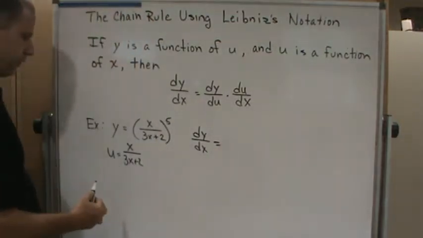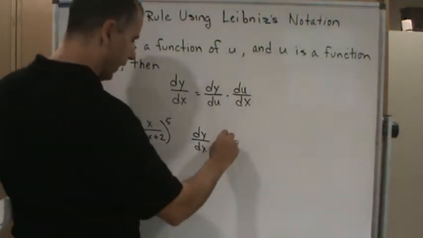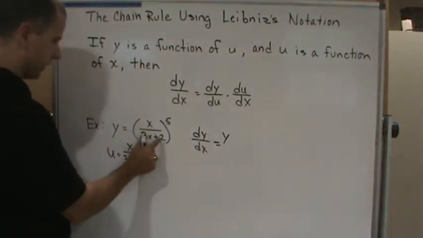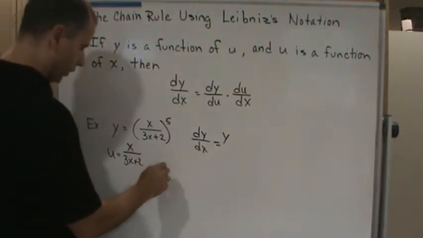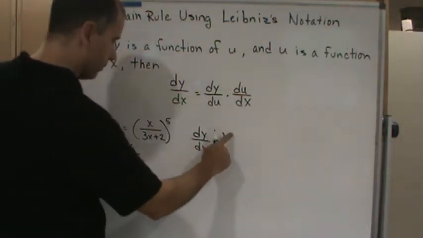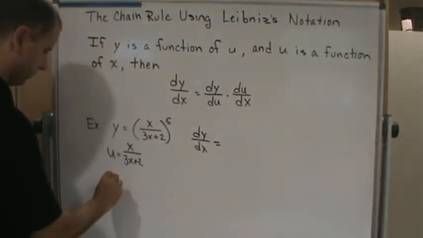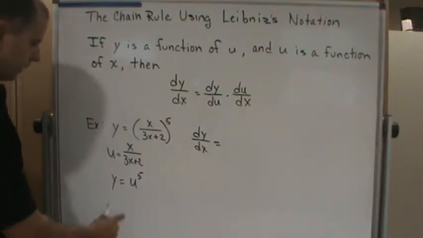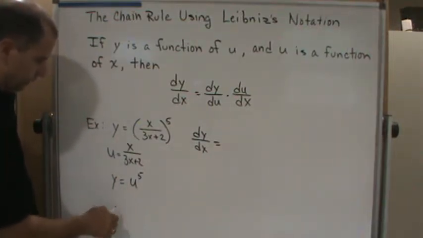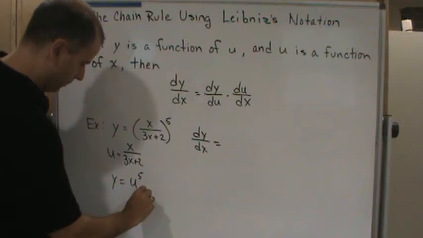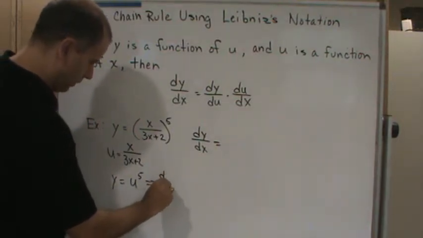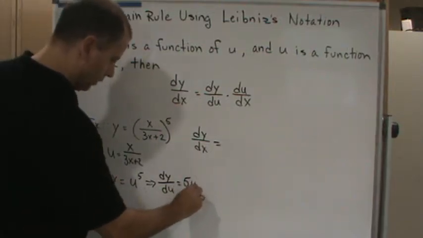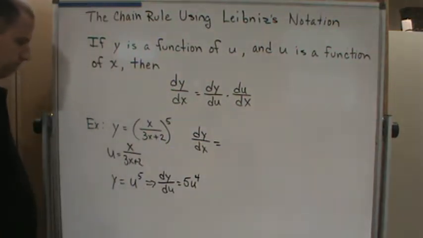And so if we want dy/dx, that's going to equal the derivative of y with respect to u. Well, we have y equal to u to the fifth, so we're going to take dy/du. That means dy/du is equal to 5u to the fourth.